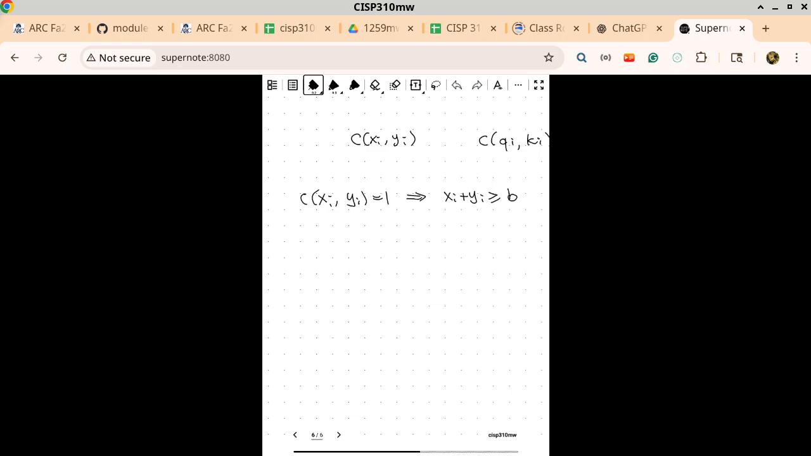Okay, but I get it. I know how to do this proof too. It's just that the binary case is so much easier to deal with.